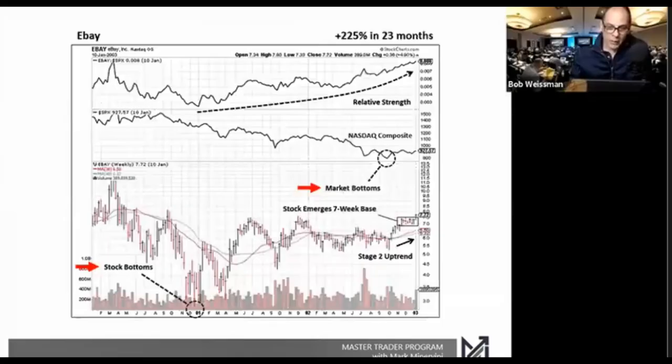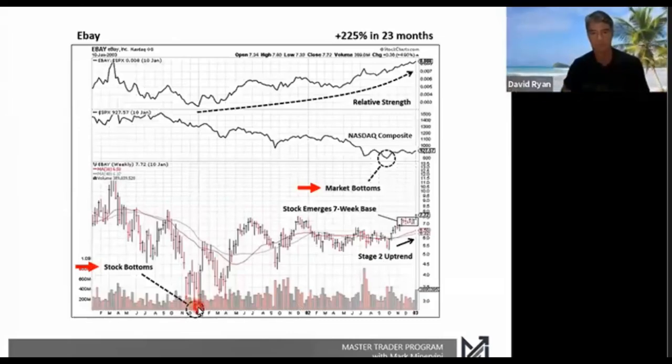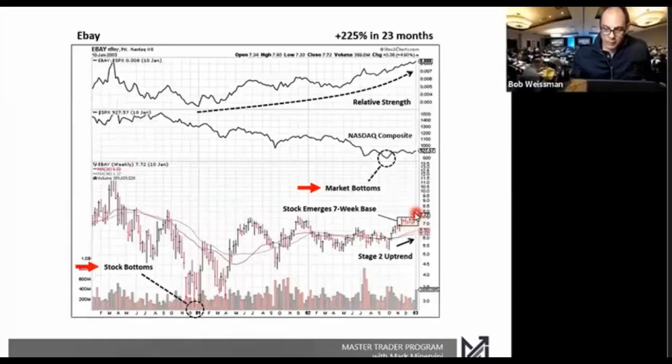Let me move on here and show you eBay. This is another stock that you can see, if you look at the development of where the stock bottoms in '01, it's 2 years before the stock sets up in a buy point and is in a stage 2 uptrend. But you can see the market. Here's the NASDAQ, there's where it bottoms, right? And so it sets up and gives you all this lead time. And then as the market finally bottoms, you're getting the leading stock setting up here and coming up. And this is more of a confirming type setup.